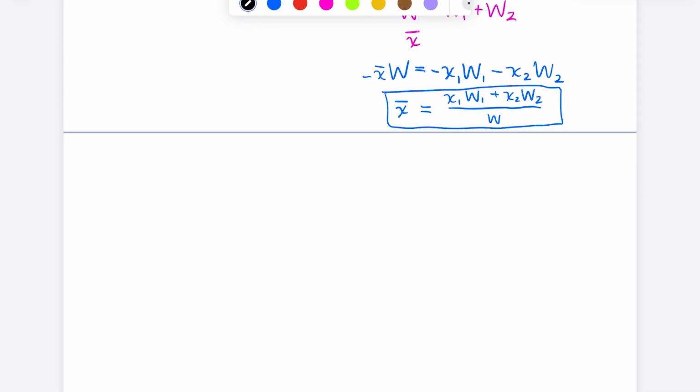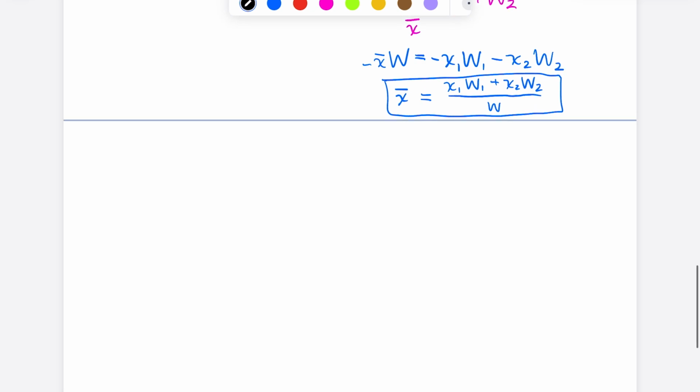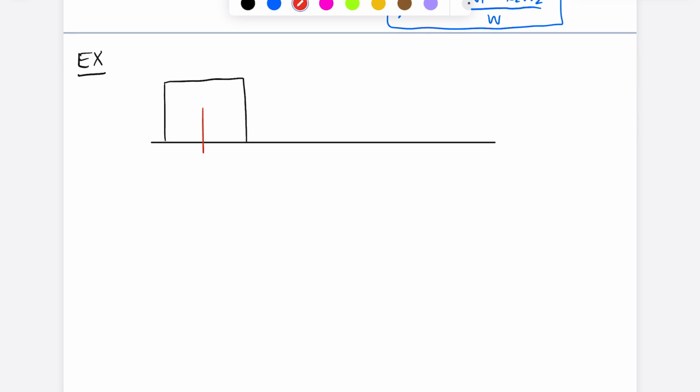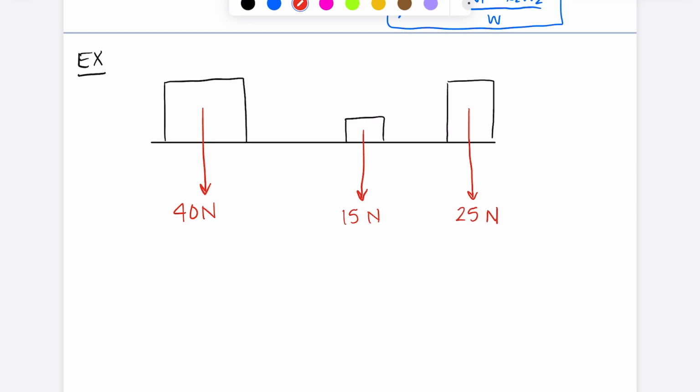Okay, now let's try another slightly more complicated example. Let's use a seesaw and let's place some weights along this seesaw. So I'm going to put one at this end. We'll make this 40 newtons. Let's place a little one close to the center. We'll make this one 15 newtons, and then let's place a medium-sized one on this end, and we'll say that that one is 25 newtons.